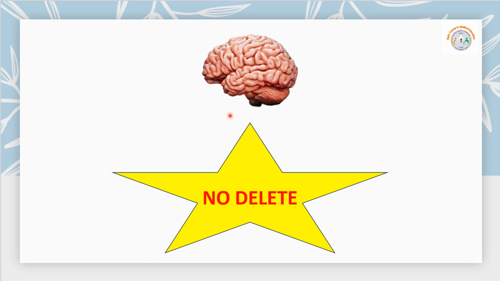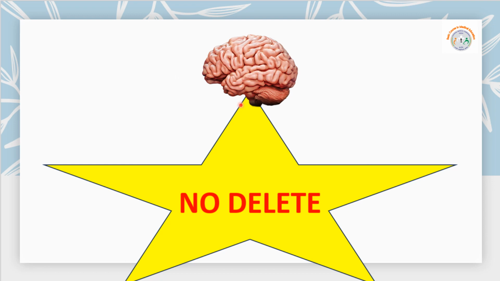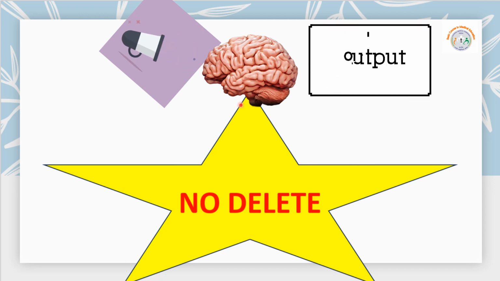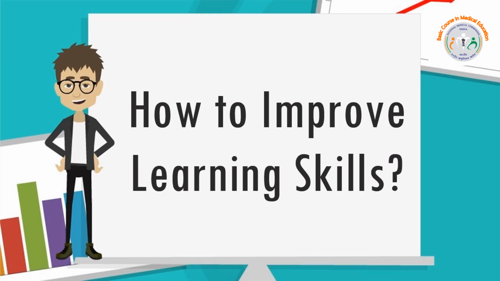Now it is interesting to note that there is no delete function in the human brain. So what you have apparently forgotten has not gone anywhere. Rather, it is buried under new information, and with effort and practice, it can be retrieved. So the simplest way to improve the retention of information is to transfer it from the short-term memory to the long-term memory. Now, how can we improve the learning skills?